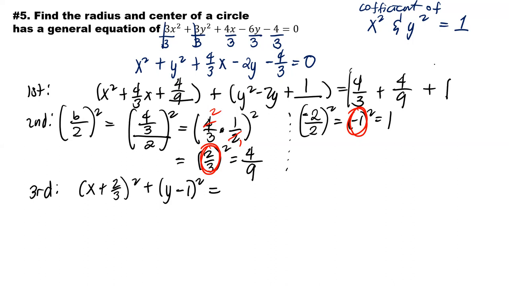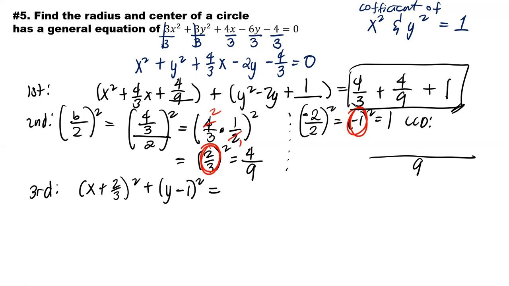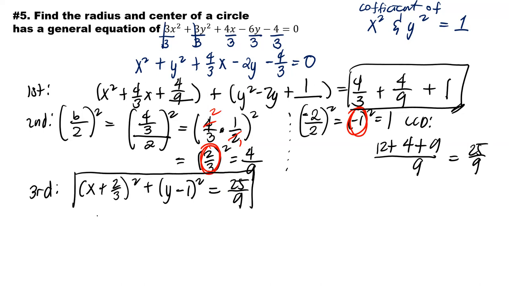So we need to perform first the LCD here. What is the LCD? 9, right? So 9 divided by 3 is 3 times 4, 12, plus 4, plus 9 times 1 is 9. Therefore, the value of our constant will be 25/9. So 25/9. So here is the standard form.